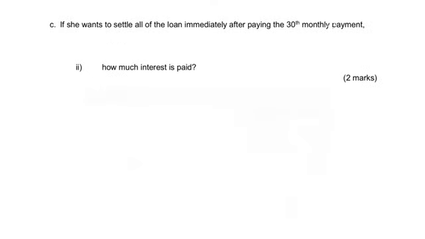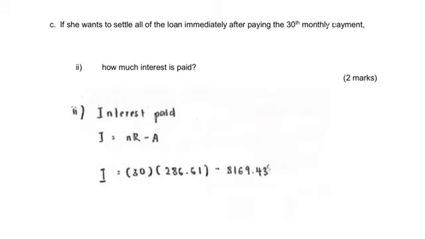Okay, next, from part C, we already calculated the outstanding loan balance after 30 payments, which is 8,169 ringgit and 43 cents. This is the amount that still needs to be paid to settle the loan. To find the total interest paid, we need to subtract the remaining loan amount from the total payment made, using the interest paid formula, which is I equals nR minus A. The working step is I equals 30 times 286 ringgit and 61 cents minus 8,169 ringgit and 43 cents. So the total interest paid over the 30 months is 428 ringgit and 87 cents.